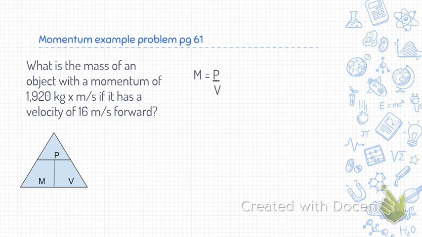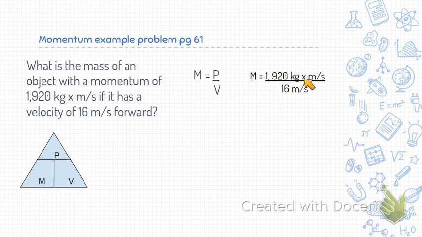So when we look at our problem, we know that we are solving for mass. So I cover that m up, and then I am left with momentum divided by velocity. When I plug my variables in from my problem, I have my equation looking like this. What you want to do is go back and ask yourself what you're solving for. So in this case, I'm solving for mass. My mass is going to be in kilograms.